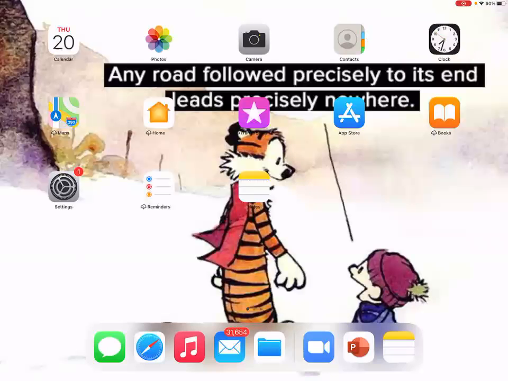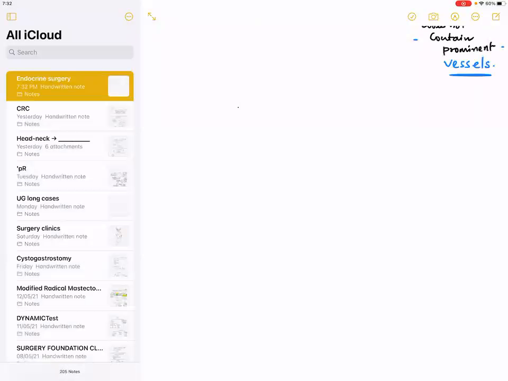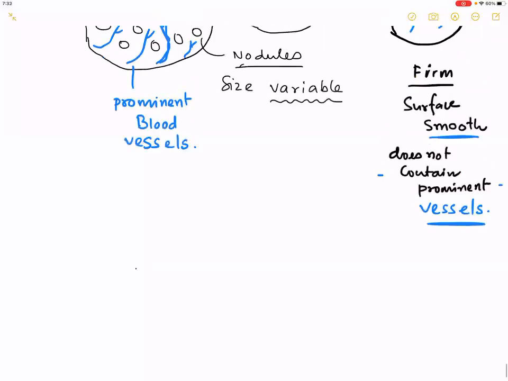To understand what is the fate or complications of a multinodular goiter, just a minute please.